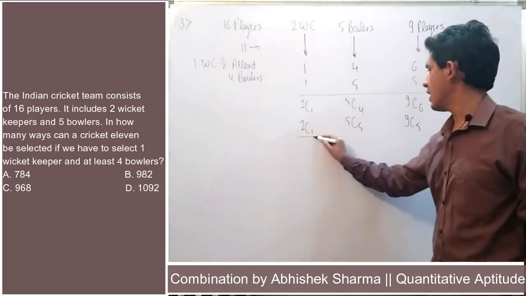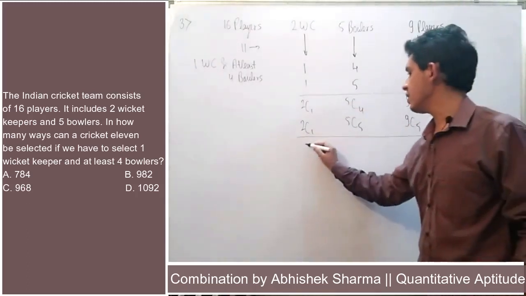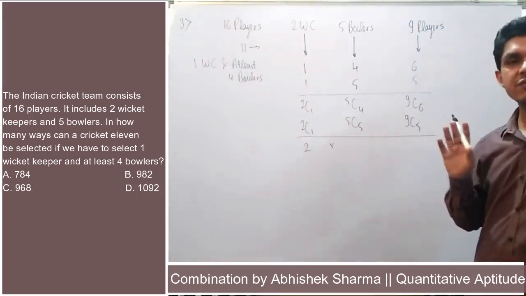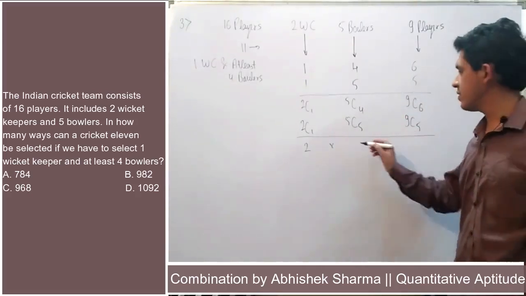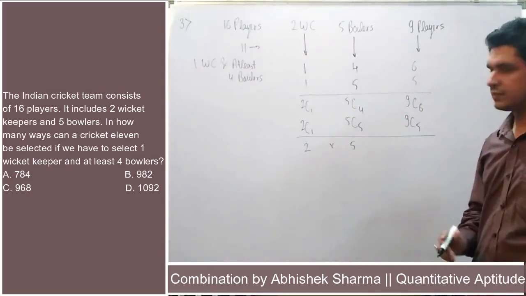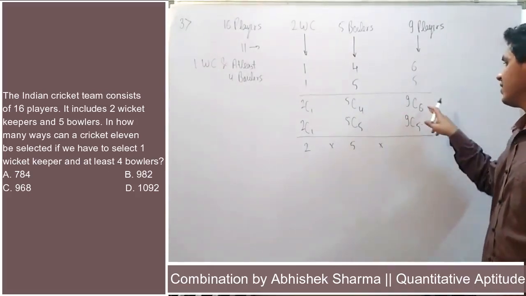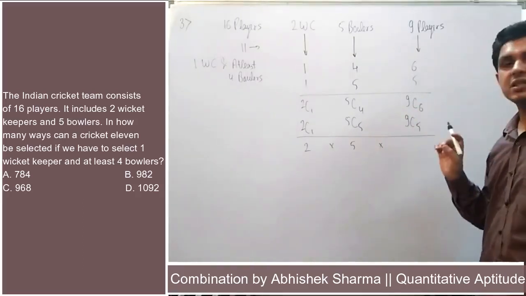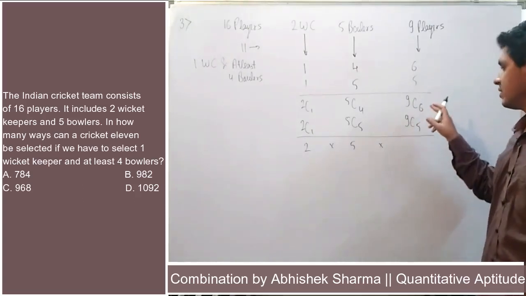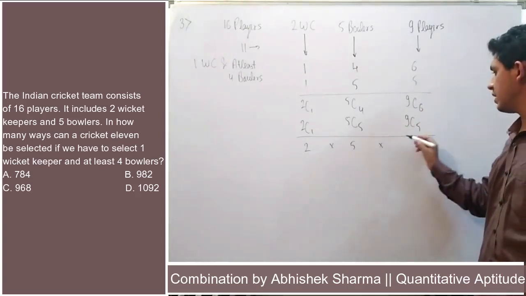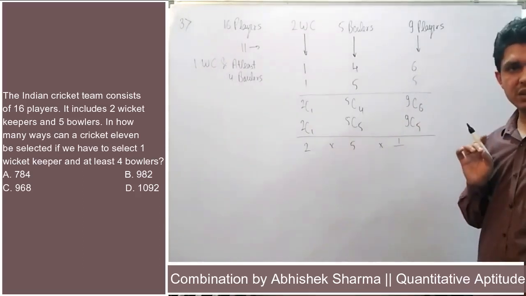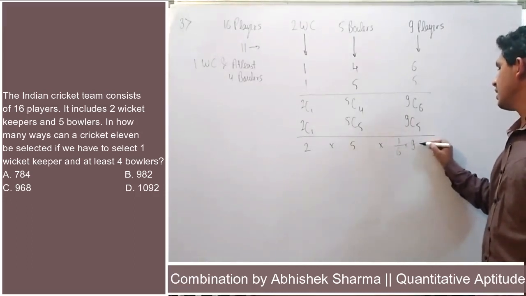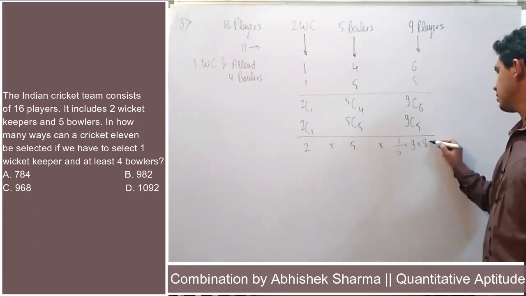Okay, so when writing the values, 2C1 will be 2, and the value of 5C4 will be equal to 5C1, which is 5. Multiplying 9C6, it can be written as 9C3, because 9 minus 6 is equal to 3. And 9C3 can be written as 1 by the value of factorial 3, which is 6, that means 1 by 6, multiplied by 9 multiplied by 8 multiplied by 7.